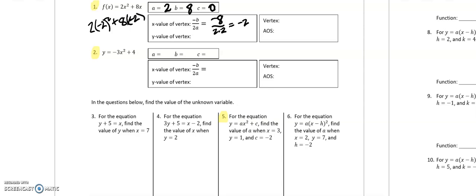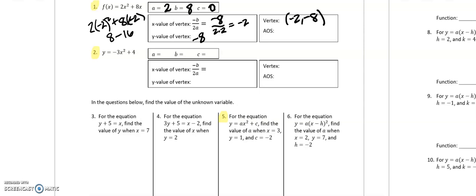Negative 2, just like that. All right, so negative 2 squared is 4 right here. Then 4 times 2 is 8. And then 8 times negative 2 here is negative 16. And 8 minus 16 is negative 8. So the y value of the vertex is negative 8, which makes my vertex negative 2, negative 8.